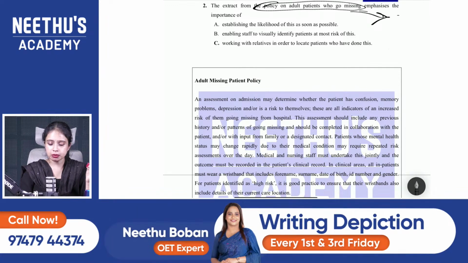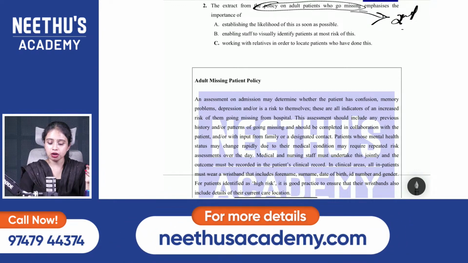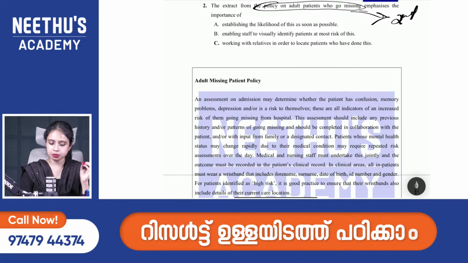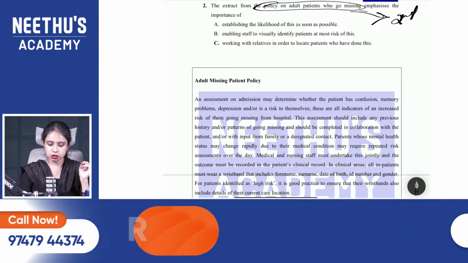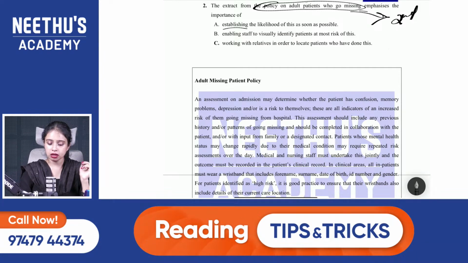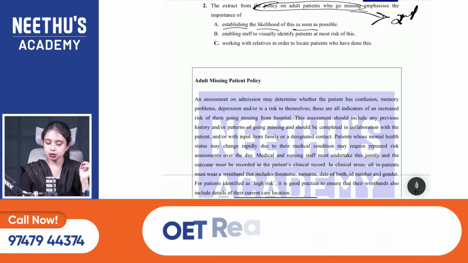Policy means that it comes under the second category, and the first 3 sentences are important, or the first paragraph is important, and we are reading for the main idea. So, option A, establishing the likelihood of this as soon as possible. So, the keywords: establishing, then likelihood, as soon as.